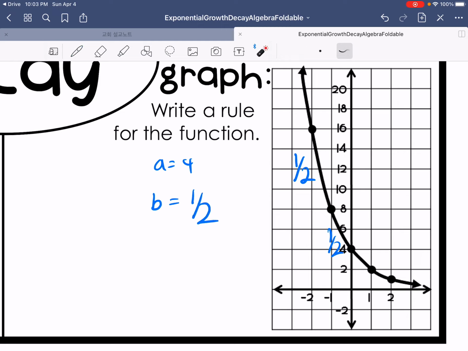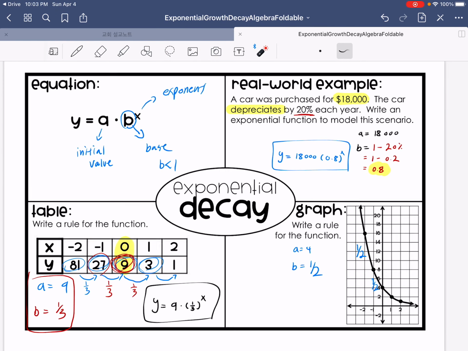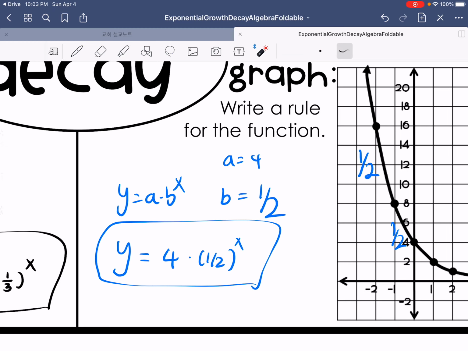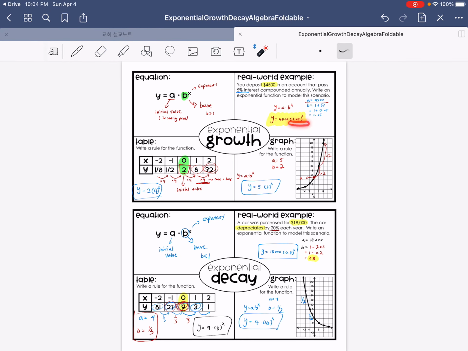If you cannot see, you can always take the second number, the number on the right, divided by the number on the left, okay? So same thing here, y equals a times b to the x power. So y equals a, which is 4, times b, which is 1/2, smaller than 1, to the x power. So do you see these numbers are smaller than 1? That's why we call it decay. And here the numbers are bigger than 1, so that's why we call it growth.